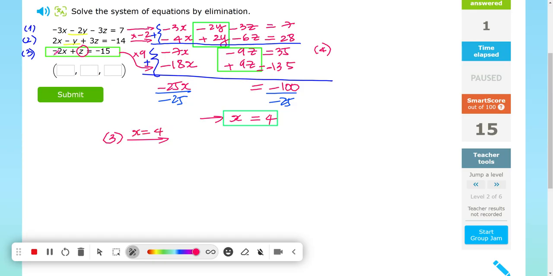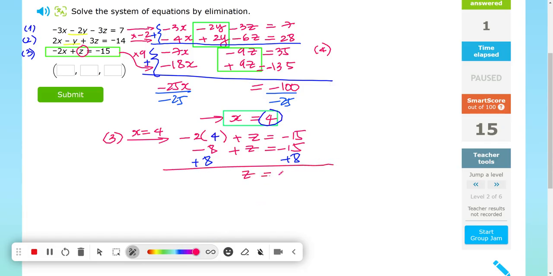Okay. So equation number 3 is negative 2x plus z equals negative 15. I substitute x equals 4 right there. So I come out negative 8 plus z equals negative 15. So I plus 8 on both sides. Then I come out z equals positive 7. Okay, positive 7 right here.